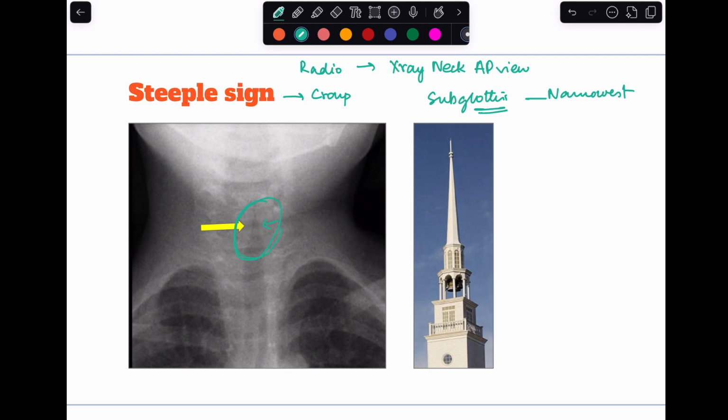Why is it called steeple sign? Because this narrowed shadow that we are seeing over here resembles a church steeple, as you can see in the image over here. It's very similar, and that's the reason why this is known as the steeple sign.